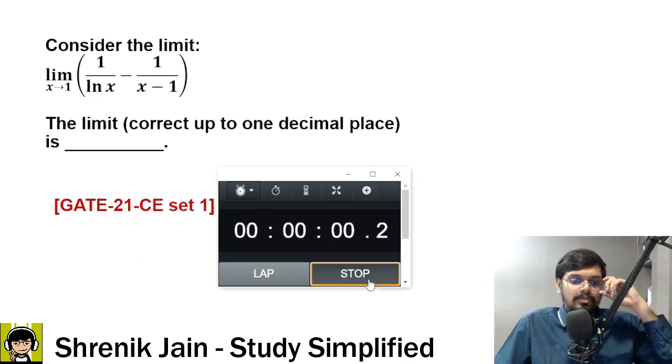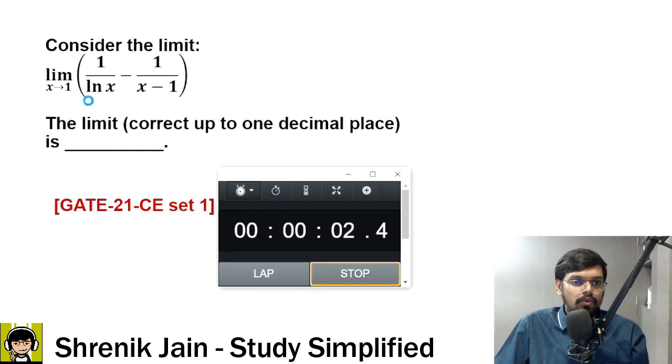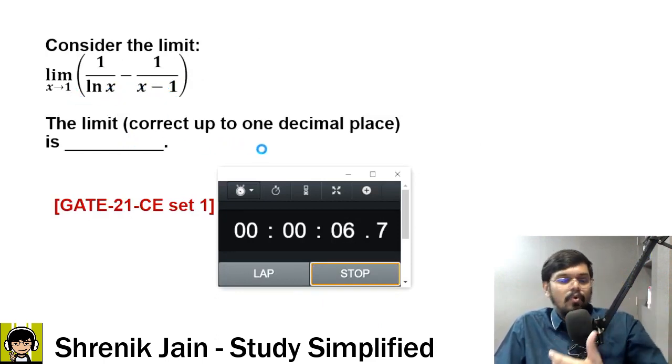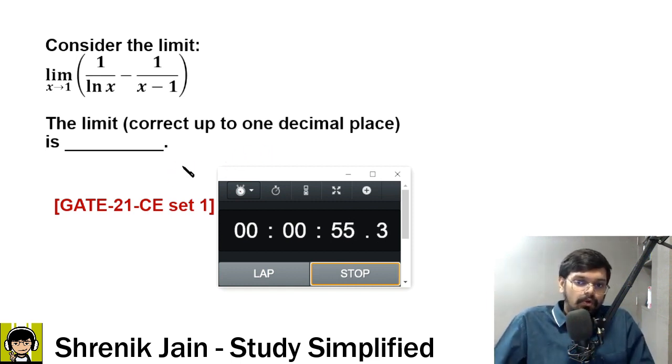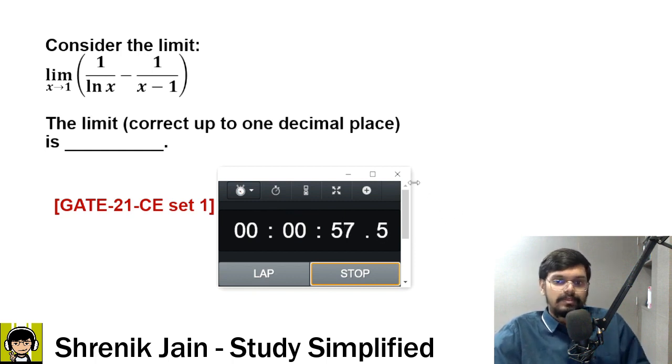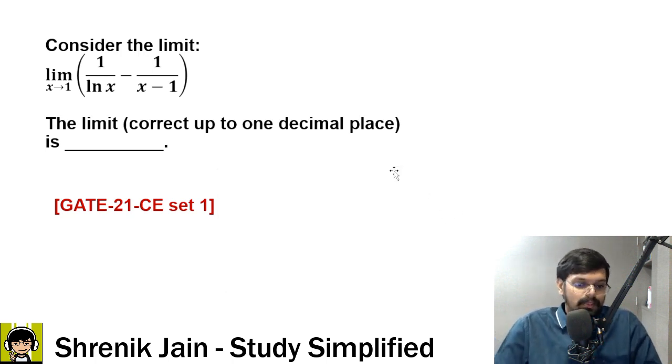So now try this next question. We have limit x tends to 1 of 1 by ln x minus 1 by x minus 1. The limit correct up to 1 decimal place is, your time is going to end now. Goswami ji is saying 0.5. Very good, Goswami ji, that is the right answer.